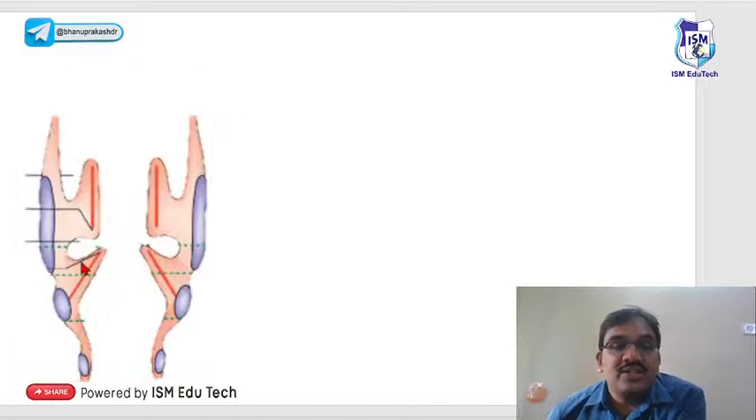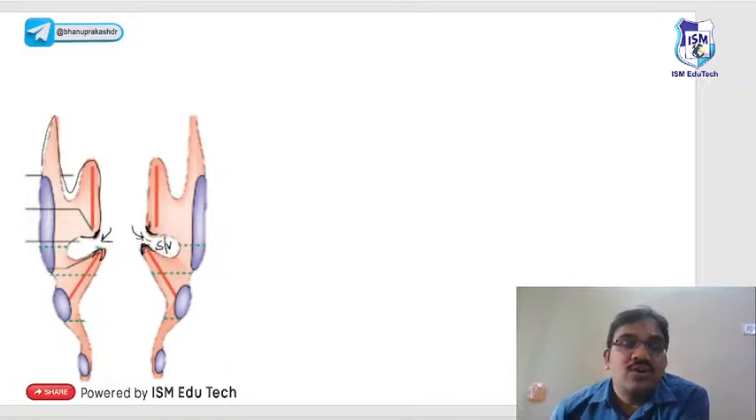If you see this picture, this entire thing is your aryepiglottic fold, and here the lower border is thickened to form these false vocal cords. And these are the true vocal cords. This is a sagittal view. If you see, there is a space in between the false vocal cord and the true vocal cords. This space is called the saccule of the larynx or vestibule of the larynx.